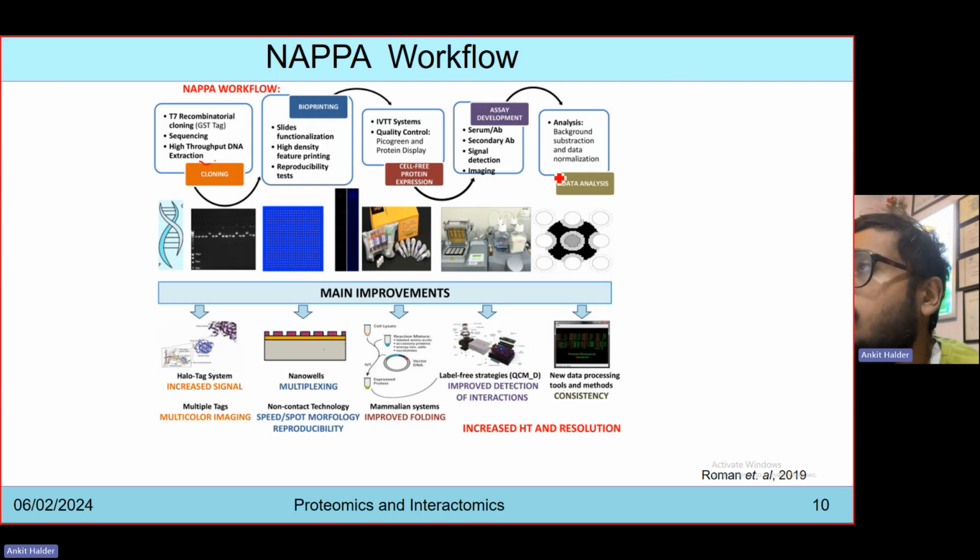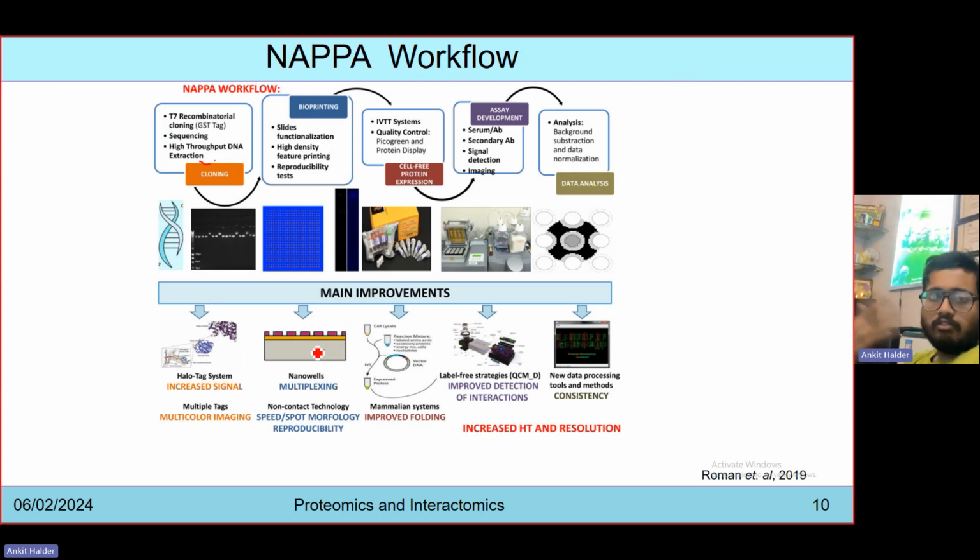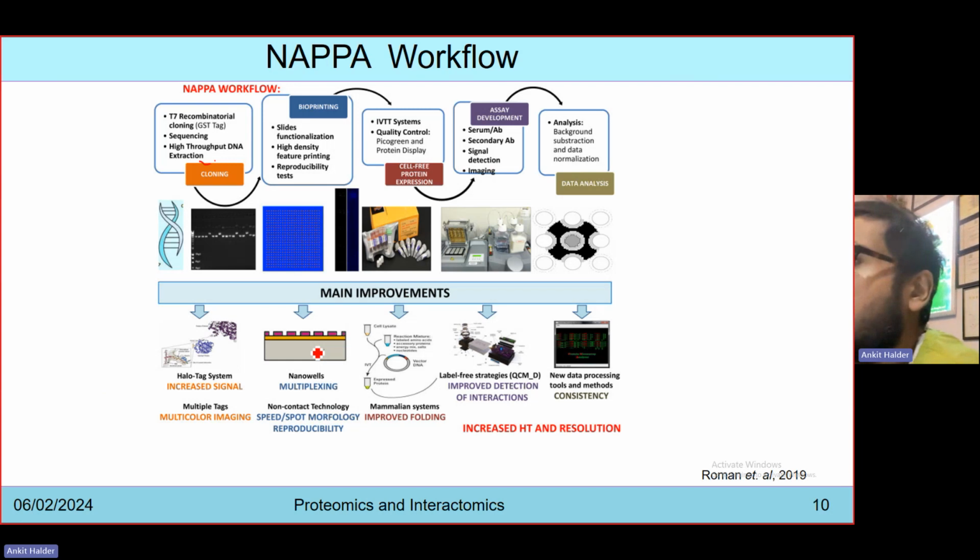Now comes the second part, the cell-free protein expression, and the quality control with the picogreen and the protein, and the assay will be done through a secondary antibody, followed by the analysis with background subtraction and data normalization. So you have the Halotech system and multiple color tags. These are some of the improvements happening with the nano wells to have multiplexing and faster spotting, and the major challenge is the spotting and those things. Then the mammalian systems will give you improved folding.